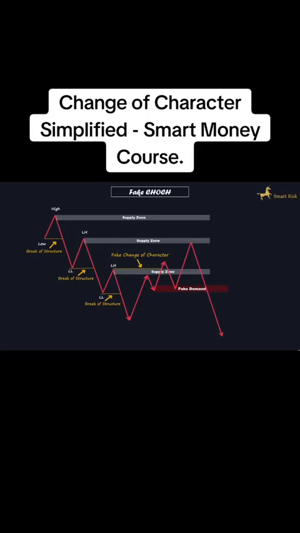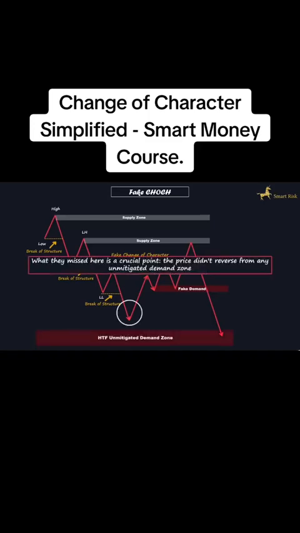They often fail to realize why their stop loss was triggered by the price, and unfortunately, they repeat these actions repeatedly. What they missed here is a crucial point. The price didn't reverse from any unmitigated demand zone. They shouldn't have entered a long position until the price reached a major unmitigated demand area. Their identified change of character was invalid, and the price only moved upwards to mitigate the upper supply zone. It used the last supply zone as an inducement zone to sweep more liquidity and gain more momentum to fuel its downward movement. This scenario highlights that without a proper understanding of market structure, you're likely to experience losses.